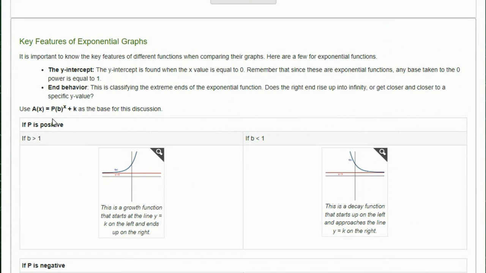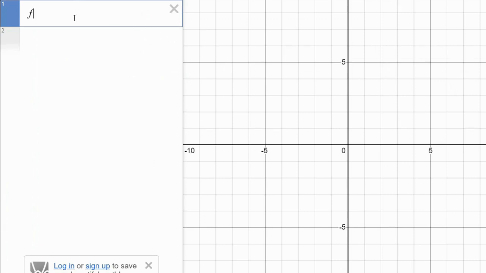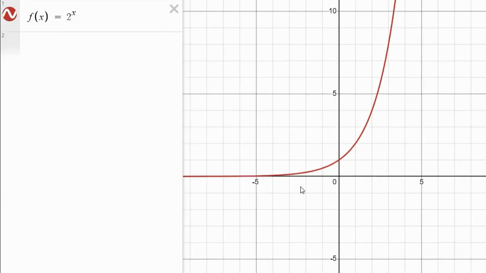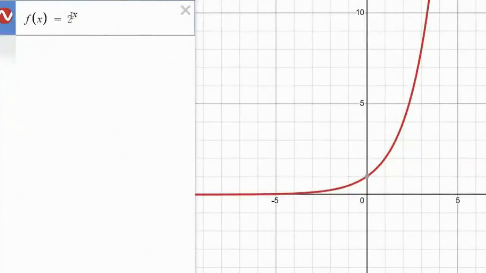So for this discussion, we're going to use f of x equals p times a base raised to the x power plus k, where p would be the starting amount, the principal, whatever the original amount. All right, so if p is positive and the base is larger than one, this is going to be a growth function. So let's just do a base larger than one. Let's say f of x equals 2 raised to the power of x, right? That's an increasing function as it goes, because we know when the base is larger than one, it's going to increase as it goes to the right. And this is if p is a positive number. Let's put a p out there.